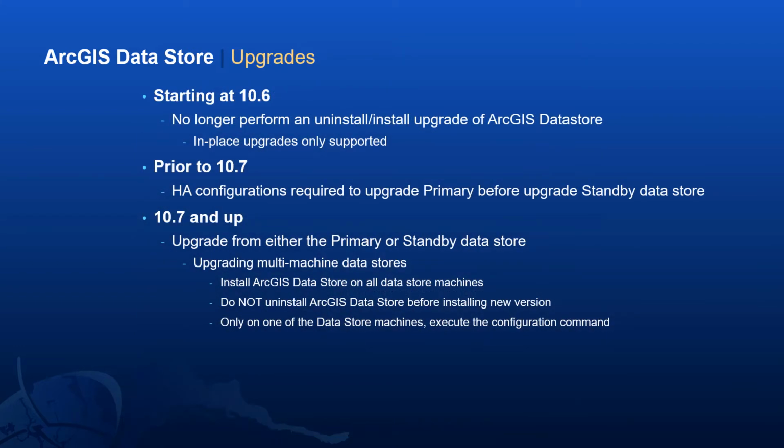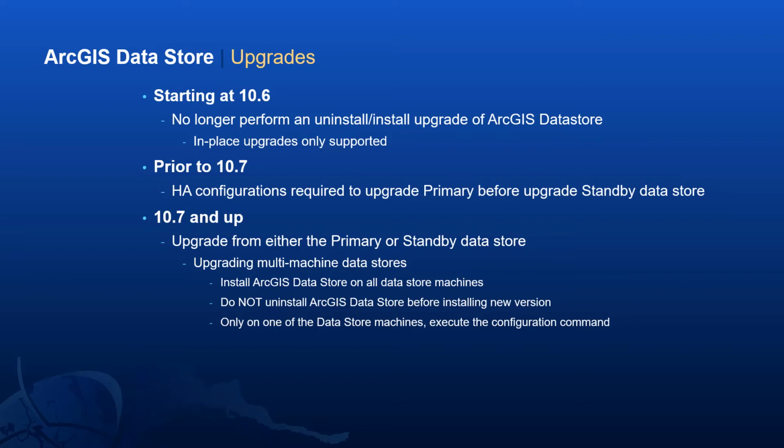Starting at 10.6, you can no longer perform an uninstall and install upgrade. You will need to perform an in-place upgrade. If you are upgrading prior to 10.7, you are required to upgrade the primary data store prior to upgrading the standby data store. However, starting at 10.7, you can upgrade from either the primary or standby data store. You will just need to run the install on all data store machines.